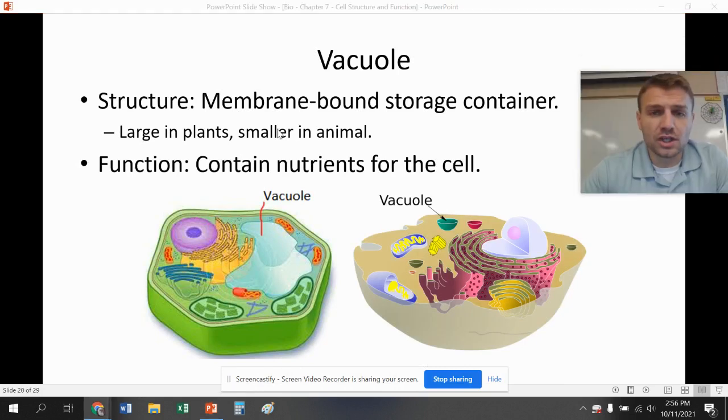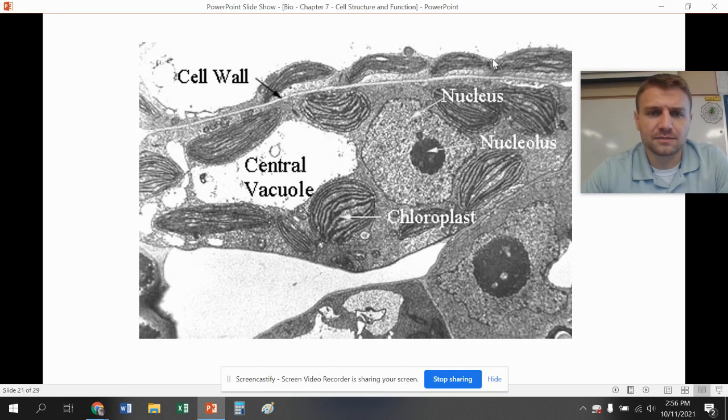Vacuole, this is like our storage container of the cell. It's large in plants, and there's one of them, and it's smaller in animals. So you can see we have one large one here in plants, very small ones in animals. Function, it contains nutrients for the cell. So this is basically just a storage container of the cell. You can see this large central vacuole in the plant cell.